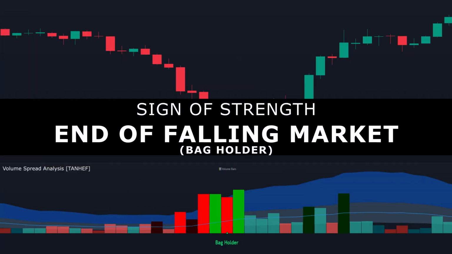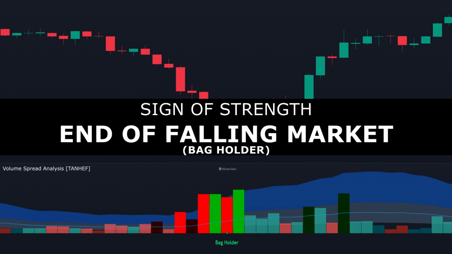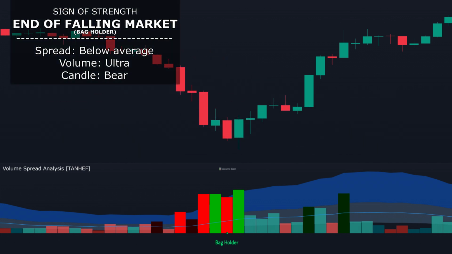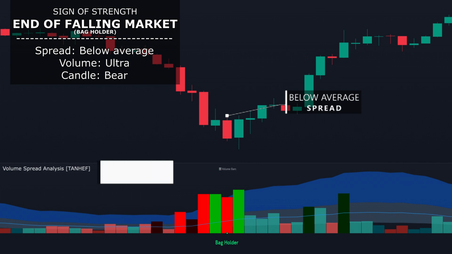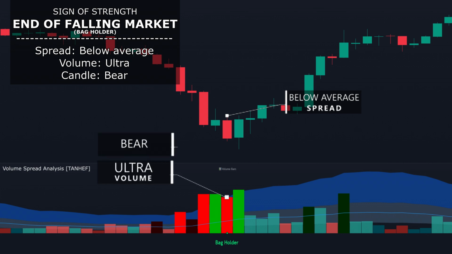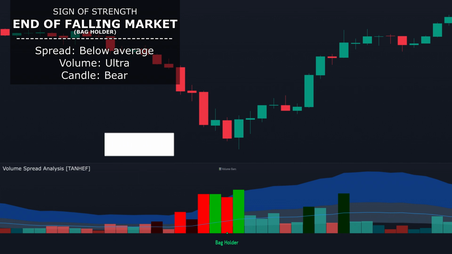Sign of strength, end of falling market, or bag holder. This requires a spread below average, an ultra volume, and a bear bar. This describes panic selling at new lows being absorbed by ultra high volume, indicating stronger buying interest that is likely to stabilize prices and lead to a reversal upwards.